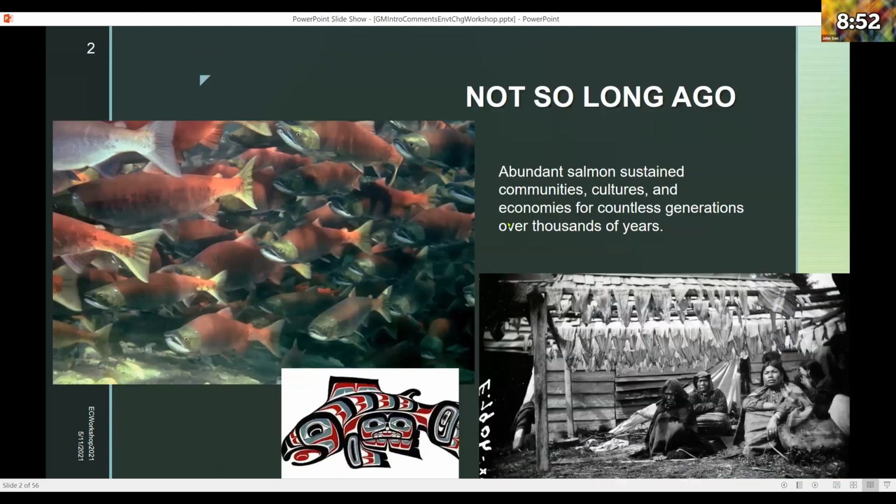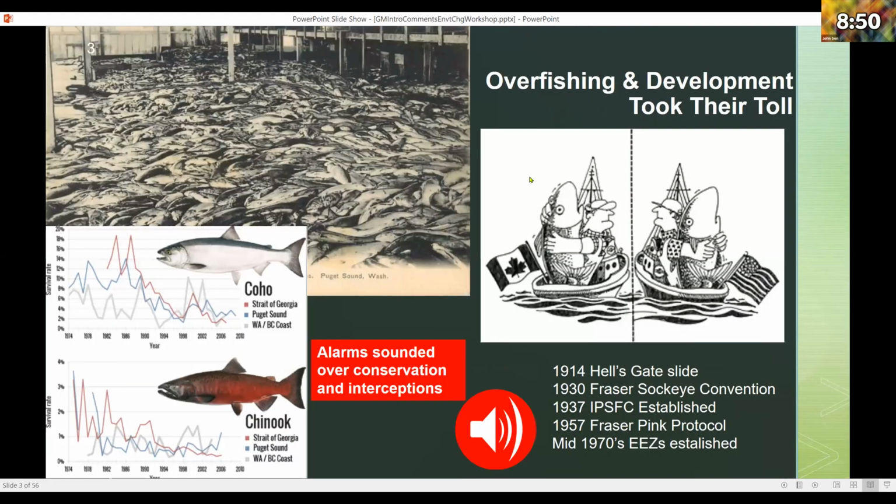One of the things that I wanted to deal with is that not so long ago, salmon were so abundant that they could sustain whole communities, cultures, and economies. But it didn't take long for overfishing and development to take their toll. In the early 1900s, we had the Hell's Gate Slide. In 1930, there was the Fraser-Sockeye Commission. In 1937, the predecessor to the PSC was established in the International Pacific Salmon Fisheries Commission. In 1957, Fraser Pink were added.